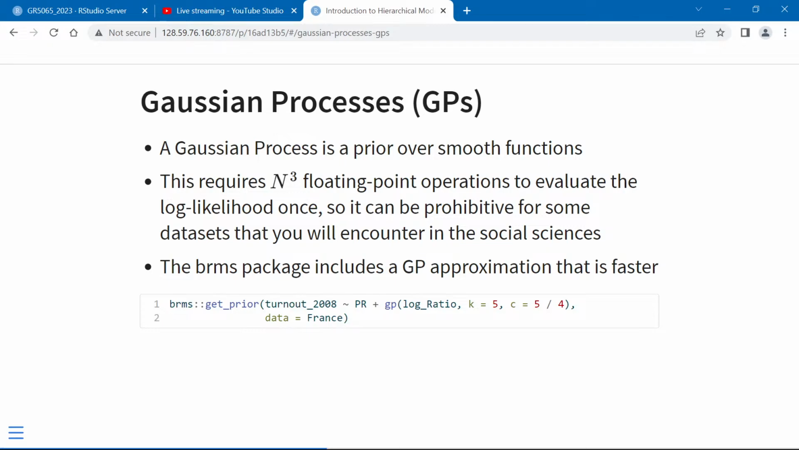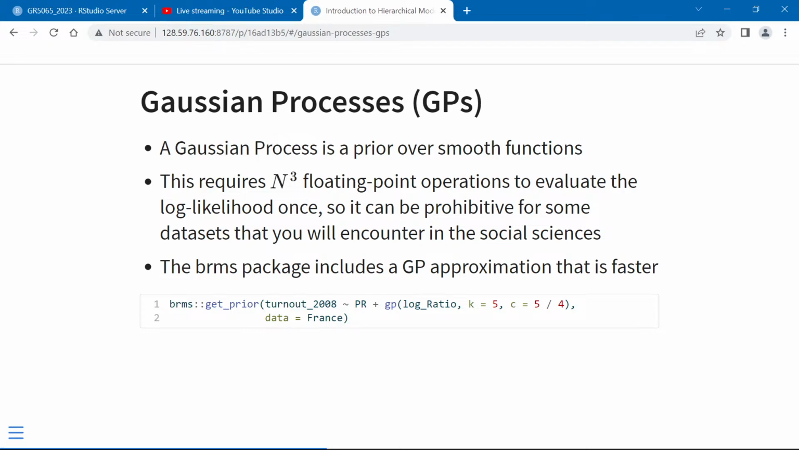So this can be prohibitive for some data sets that you'll encounter in the social sciences. But if you have 100, 250 or whatever, then n cubed is not that big a deal. So you can do these. And the brms package includes both a genuine Gaussian process and an approximation of the Gaussian process that is faster and does not have n-cubed complexity.